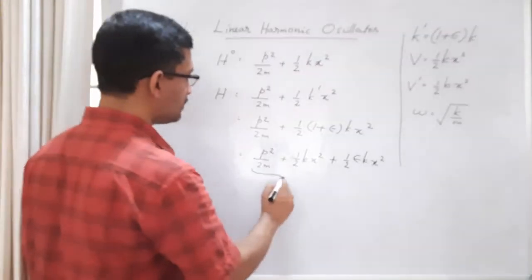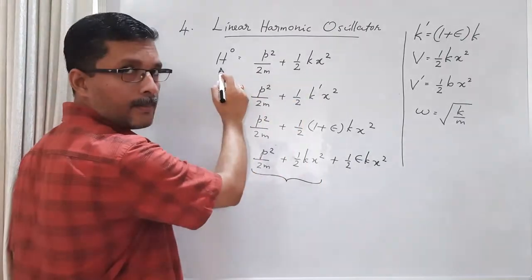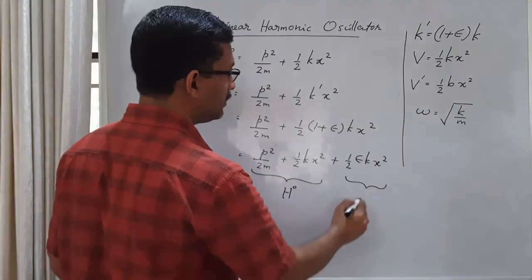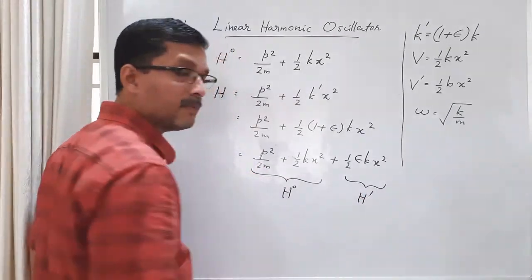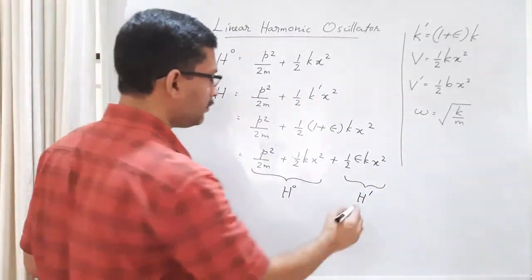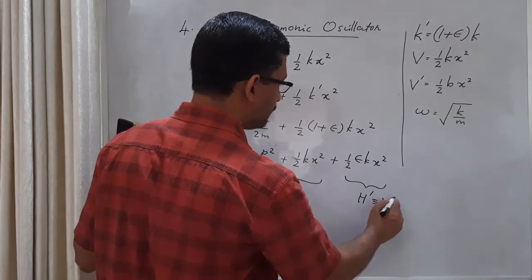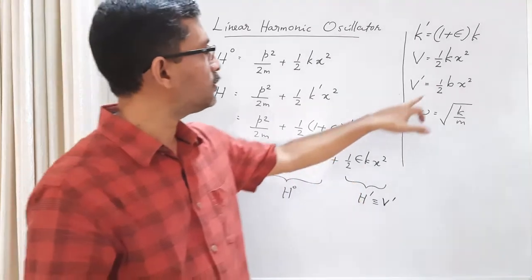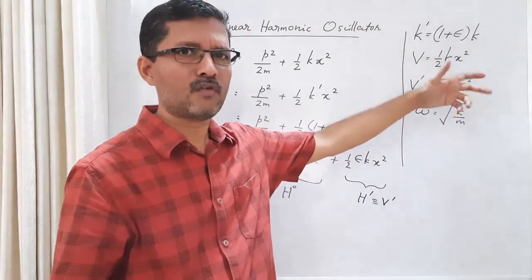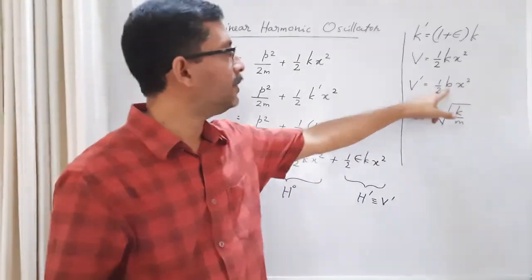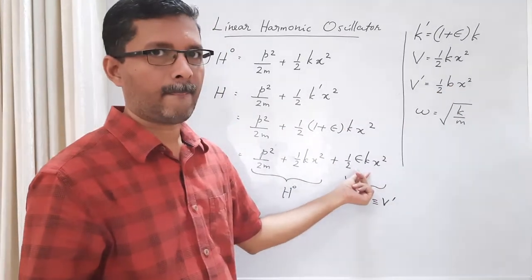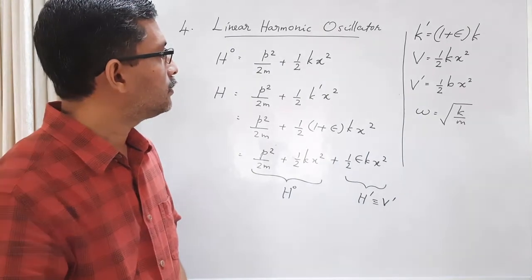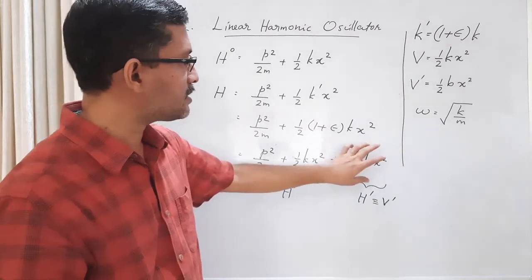Now look at this. What is this? This is unperturbed Hamiltonian. Then what will be this? This will be nothing but perturbing Hamiltonian, H prime or V prime. This is the perturbing Hamiltonian. See, this perturbing Hamiltonian is exactly in this form, half b x square. As I told you before, b is nothing but epsilon k. Okay, so let us consider this as the perturbing Hamiltonian.